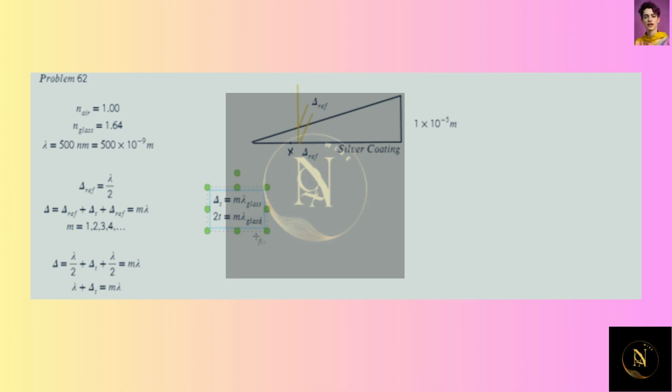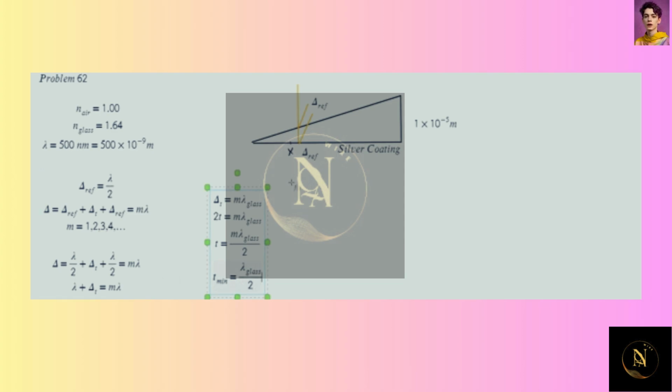So let's go ahead and solve for that thickness here. T is going to be equal to m lambda glass over 2. So the minimum distance, T min, is going to occur when this quantity is minimized, and that occurs when m is equal to 1. So here we have m is equal to 1. 1 times lambda glass is just going to be lambda glass over 2, like so.